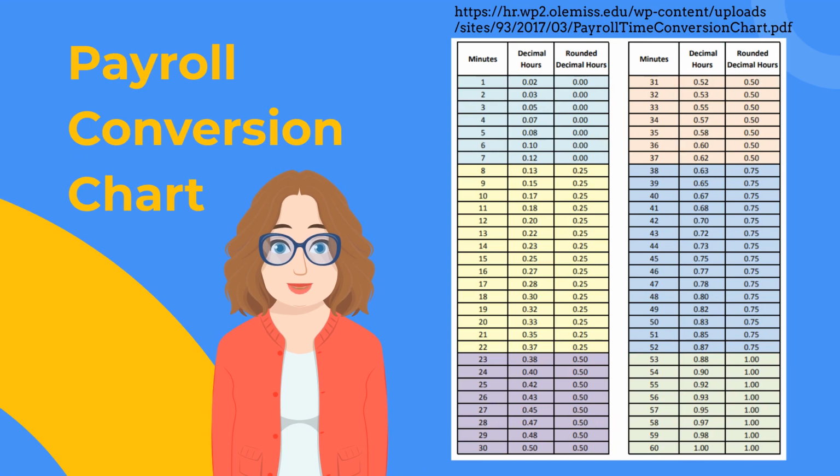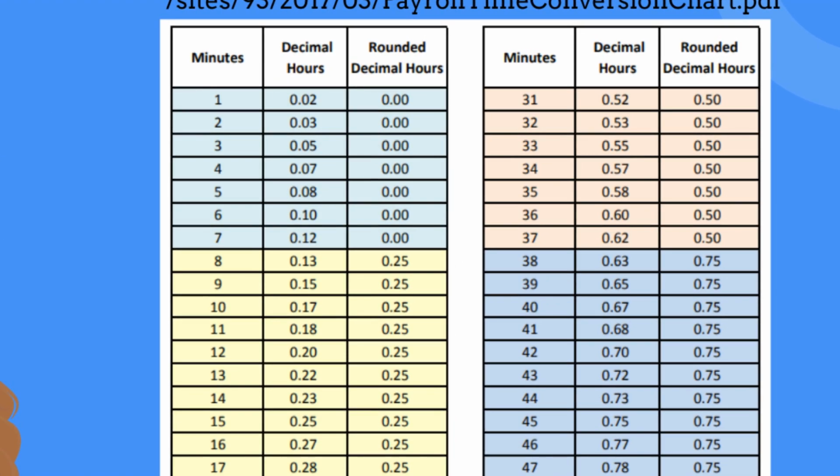Let's take a look. The first column shows the actual minutes. The second column shows the conversion to decimals for the hundredth hour values. And the third column shows the quarter-hour system where you round to the nearest 15 minutes. So let's say the employee worked 8 hours and 16 minutes. He would be paid for 8 hours and 15 minutes and the decimal value is 0.25.